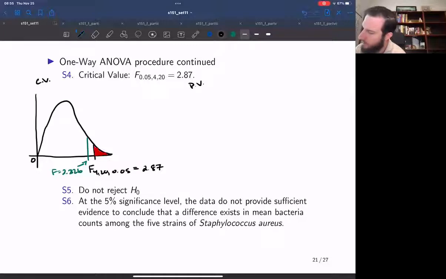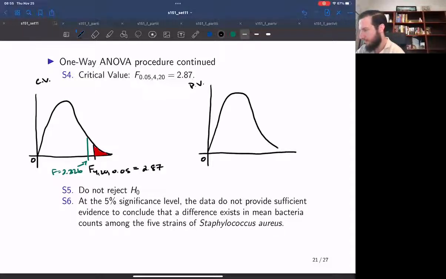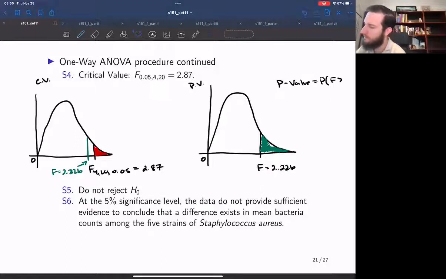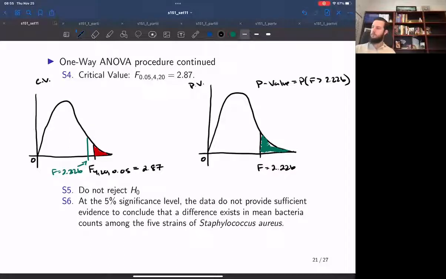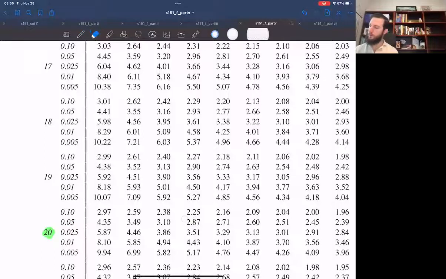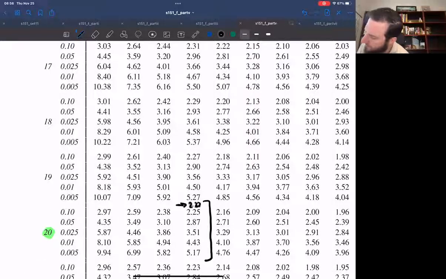If we took the p-value approach, okay, we would have F equals 2.226. Okay, so our p-value is going to be this area here. So we're going to have the p-value is equal to the probability F exceeds 2.226. Okay. So we have 4 and 20 degrees of freedom. So we go back to our F table. We're working in this column here. Okay, so you can see that the first value that's listed is 2.25. So we are smaller than 2.25.